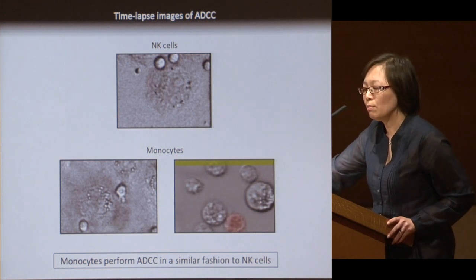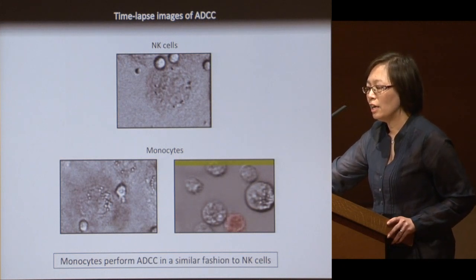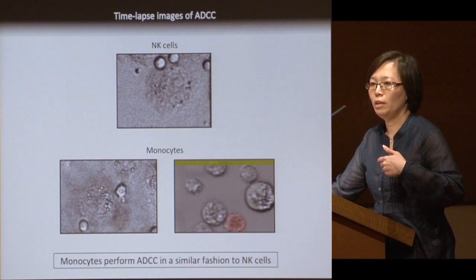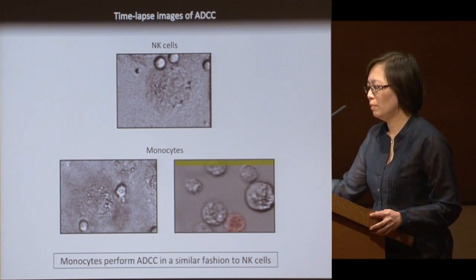So it seems from these images that monocytes perform ADCC in a fashion very similar to NK cells, unlike the macrophages, where they phagocytose the tumor cells and then degrade the tumor cells in the lysosome.